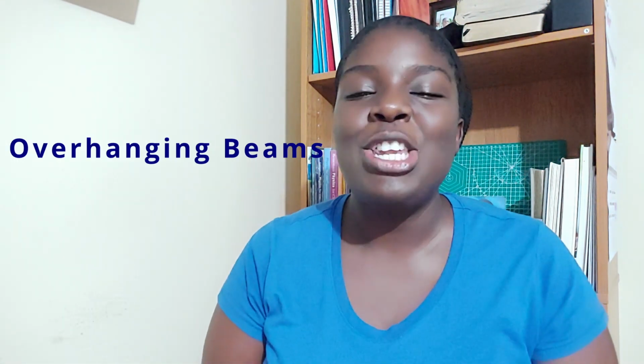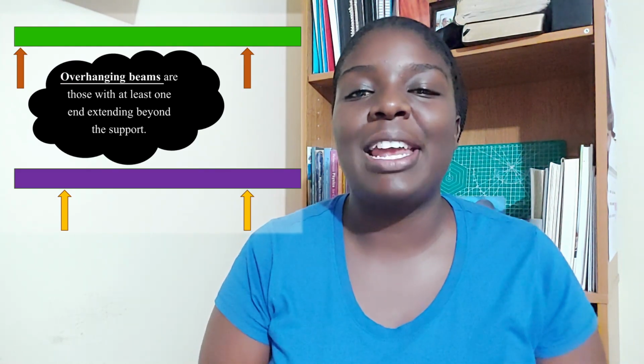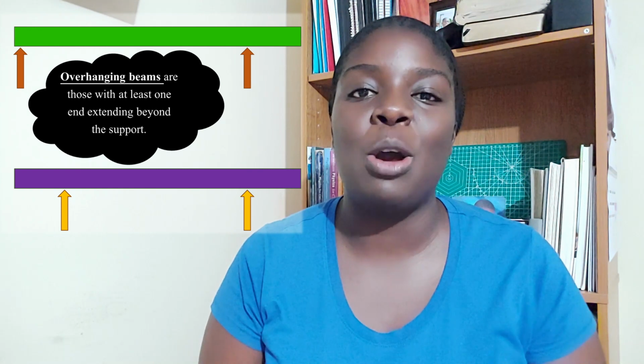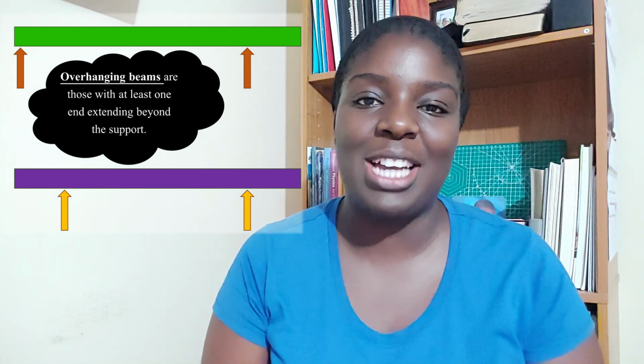This is video 3 in the beam series and we are doing overhanging beams. Now overhanging beams are those that have both ends overhanging the reactions, or you will see some with only one end overhanging the reaction, also being called overhanging beams.